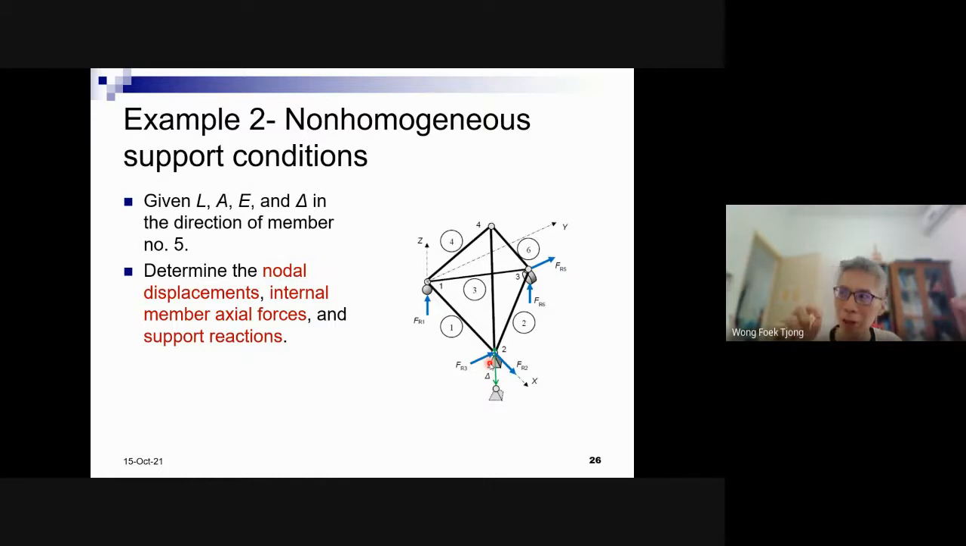Prescribed foundation settlement, here is a foundation, right? Foundation settlement may cause big problems to structures because the structure becomes cracked and so on. But here, no. For what reason? Anyone know?